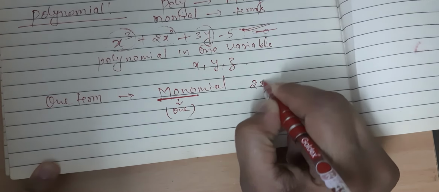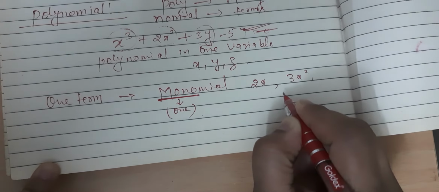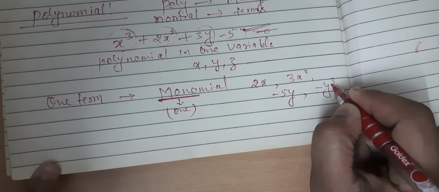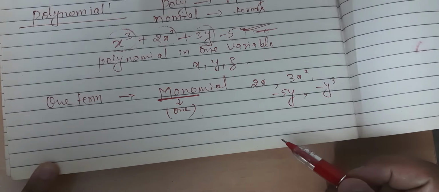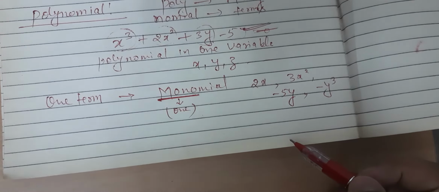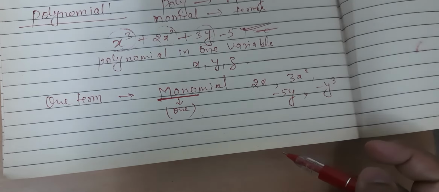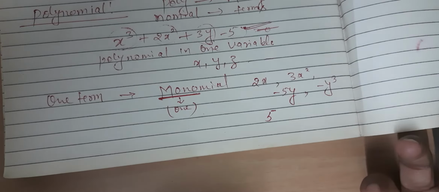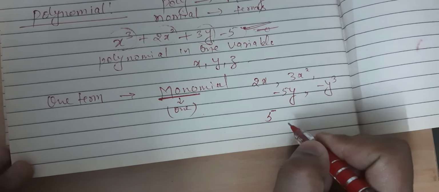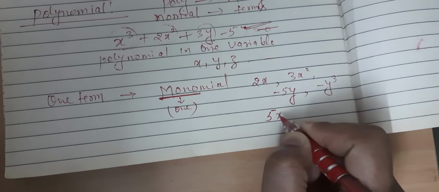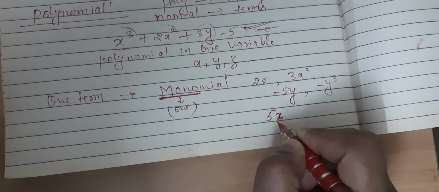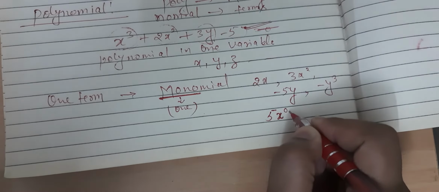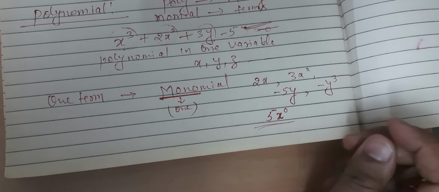For example, 2x or 3x square or minus 5y, minus y cube. Okay, these all are monomial, right? Having one term only. Okay, even this 5 is also monomial. It's only one term, right? And here this 5 can also be written as 5 multiplied by x raised to the power 0, and you know that any term raised to the power 0 is 1. So this is again a monomial.